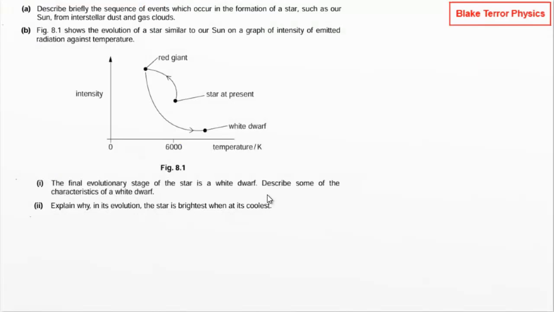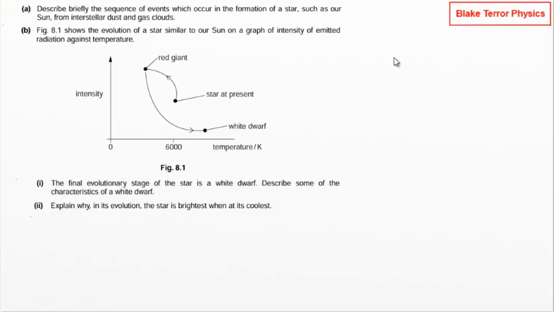Okay, I'll do one more. We've got: describe briefly the sequence of events which occur in the formation of a star such as our sun from interstellar dust and gas clouds. It's got some similarities with the description that we give for the evolution of the universe, but in the opposite direction. Rather than starting hot and expanding and cooling down, here we're starting cool and we're contracting and it's heating up. So it's the same sort of thing, but in reverse.